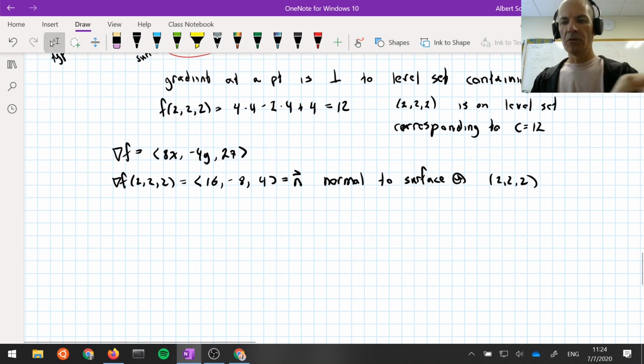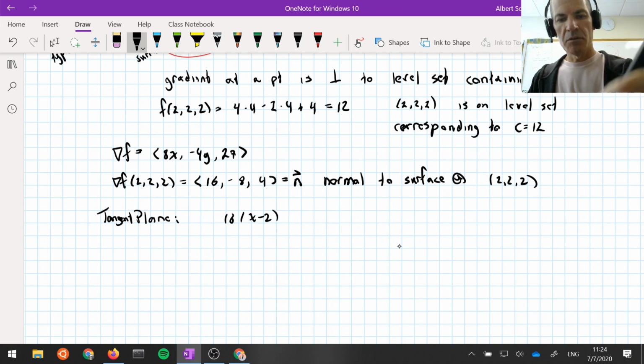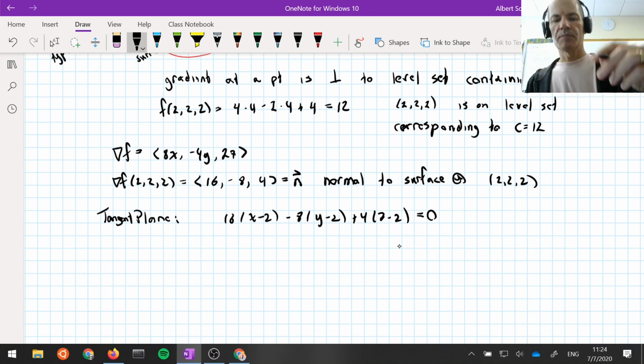What point should we use? We use the point of tangency, 2, 2, 2. So the equation of the tangent plane is given by 16 times x minus 2, minus 8 times y minus 2, plus 4 times z minus 2 equals 0. That's the equation of the plane.